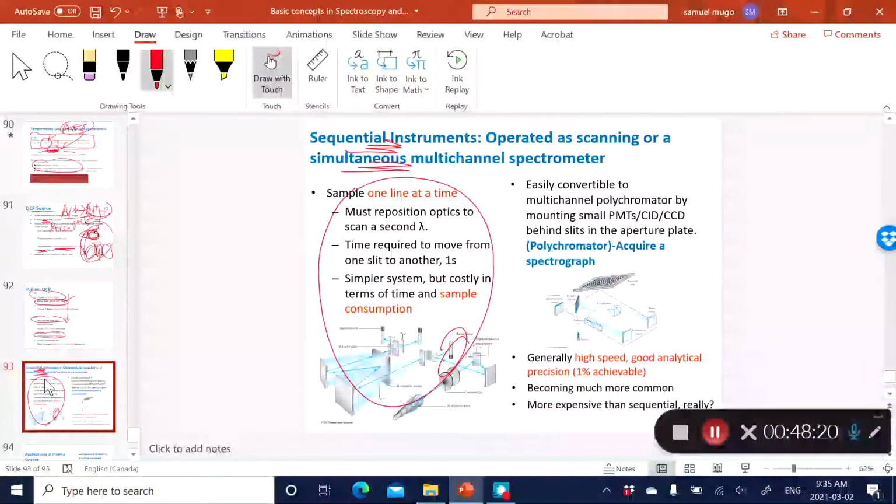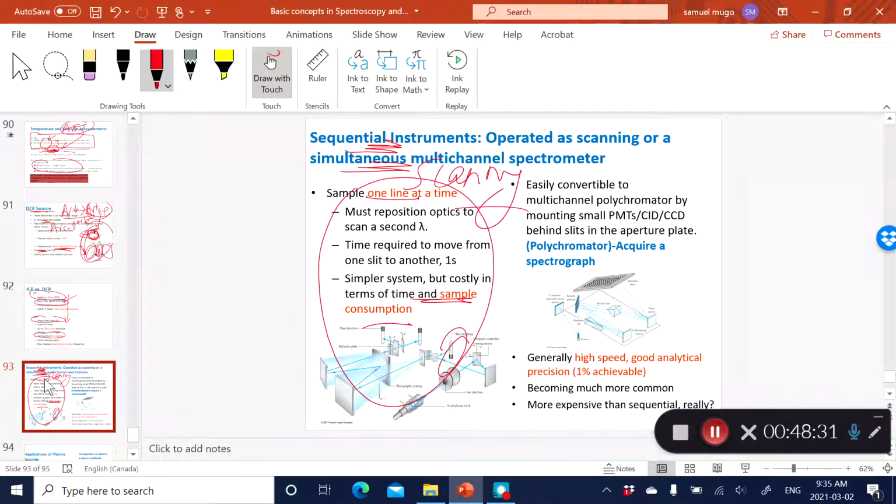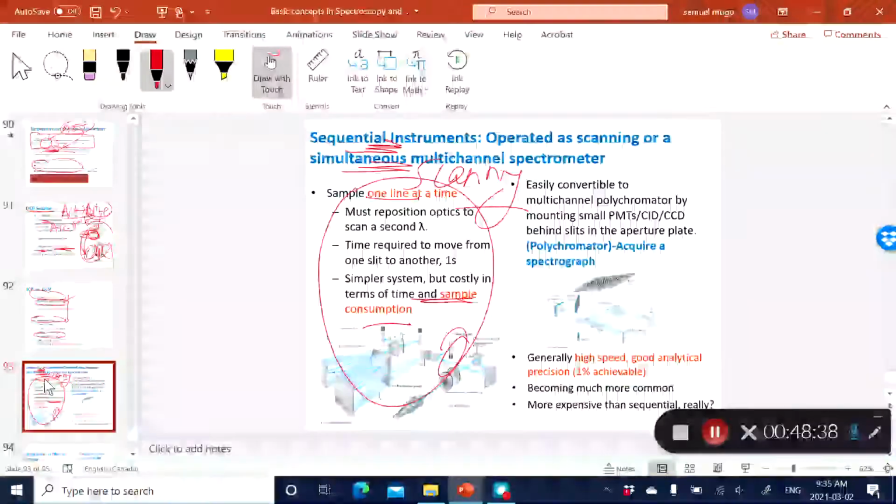But the problem with doing that is that you're sampling only one line at a time, while at the same time you're consuming a lot of sample as you're scanning. People call it scanning. As you're scanning the instrument, so that you can get to all the different spectral lines.